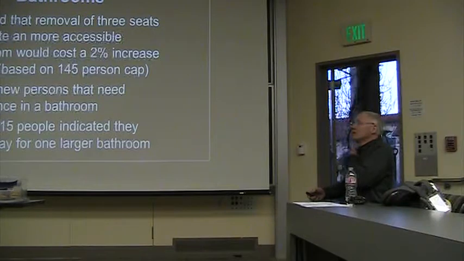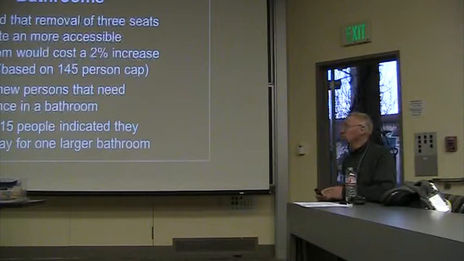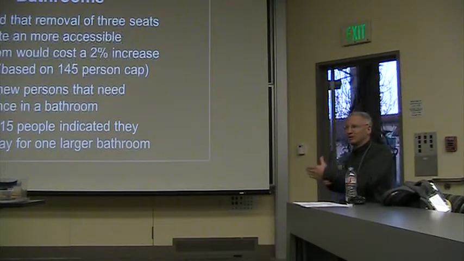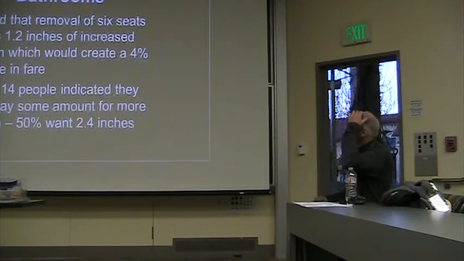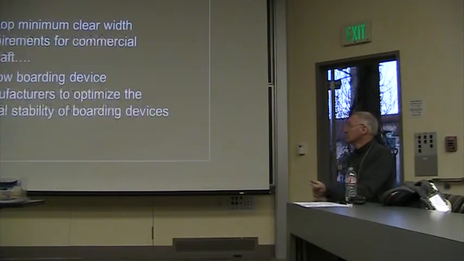I've estimated that to eliminate 1 row of seats on one side of the aircraft would be 2% of the ticket cost. So if everybody was willing to pay 2% more, we could have a single accessible bathroom on the aircraft. And 9 of 14 persons knew somebody that needed assistance in a bathroom, and 14 out of 15 said they would pay more for having 1 larger bathroom on the aircraft. Because some people are so tall they can't close the door and sit in the bathroom because it's so short.